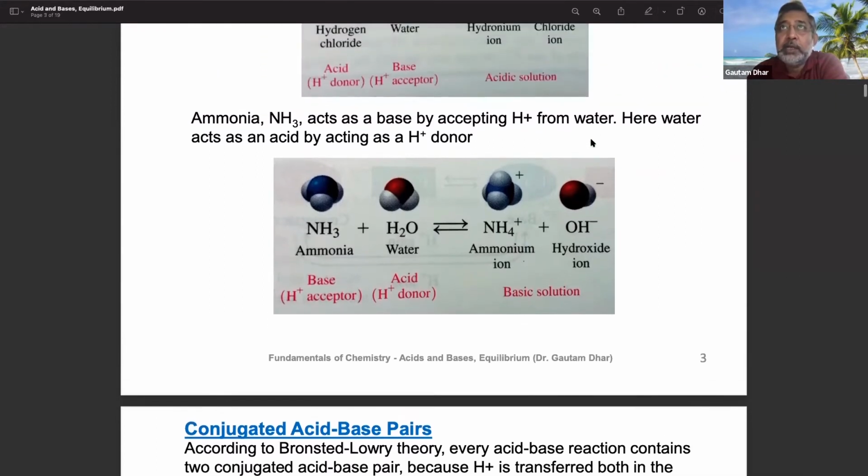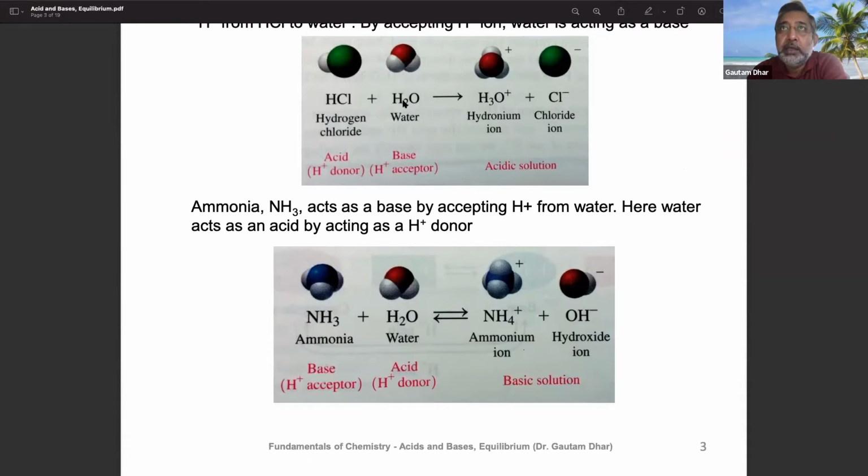Now, water has two cases. This is one case of water where it is behaving like an acid. But again, if H3O plus loses a proton, it becomes water. So these two are related, so they are called conjugate pairs.